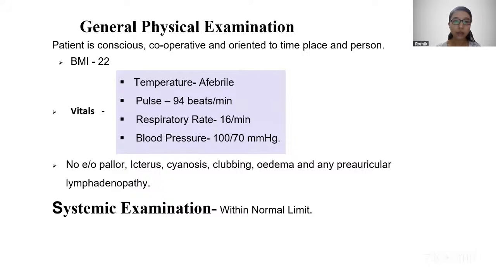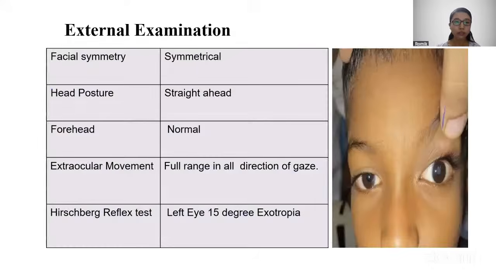On general physical examination, patient is conscious, cooperative and oriented to time, place and person. BMI was 22, vitals were normal. On head-to-toe examination, there was no evidence of pallor, icterus, cyanosis, clubbing, edema, or any preauricular lymphadenopathy. Systemic examination was within normal limits. On external examination, facial symmetry was symmetrical, head posture straight ahead, forehead was normal, extraocular movement full range in all directions of gaze. On Hirschberg reflex test, there was left eye 15-degree exotropia.